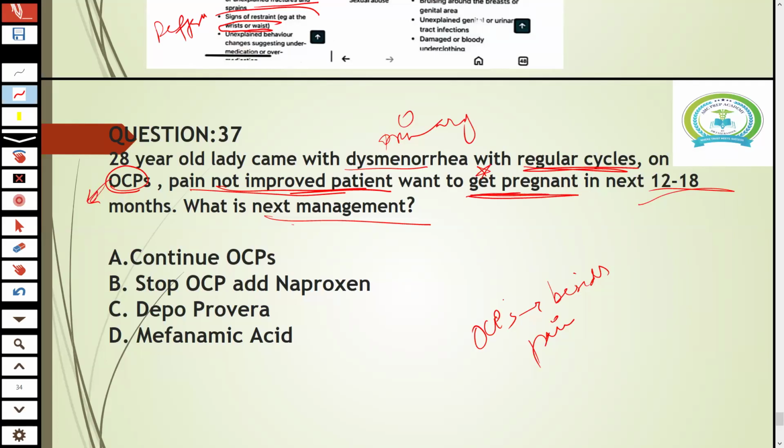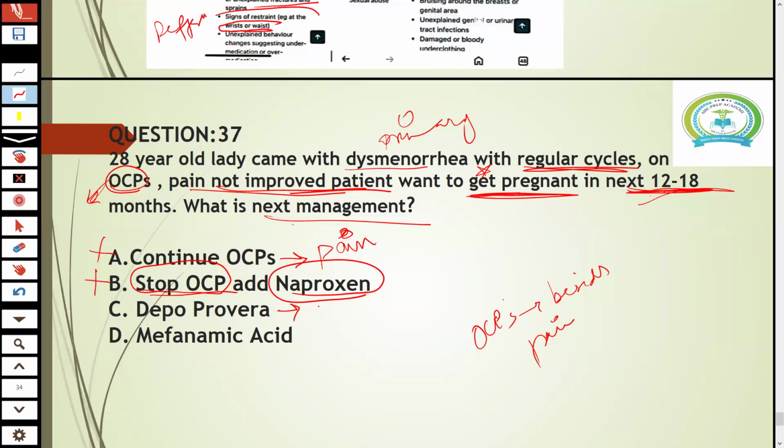They have given you one clue: she wants pregnancy in the next 12 to 18 months. Okay, it's 12 to 18 months, like 1.5 years. Not now. Continue OCPs? Yes, sure, we can continue. But what about the pain? Pain is not resolving. So this option is gone. We will continue, but for pain we have to do something. Stop OCP and add naproxen can be an option. But she wants to be pregnant after 12 to 18 months, not now. If she stops OCP, she might get pregnant. So this option is excluded.